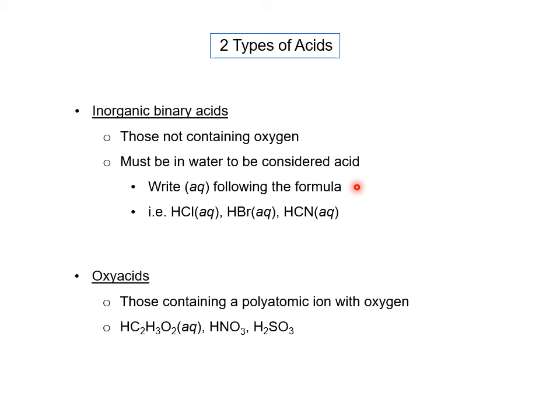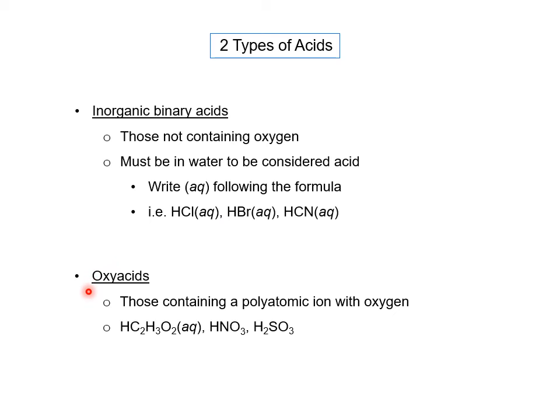So we would have to write AQ following the chemical formula of the acid. For example, HCl(aq) is an acid, it's a binary acid. HBr(aq) is a binary acid, and HCN(aq) is a binary acid. If I don't include the AQ, then it is not an acid. It would just be a molecular compound, and for example, we would name it as hydrogen chloride. But if it has the AQ at the end, then it would be considered an acid.